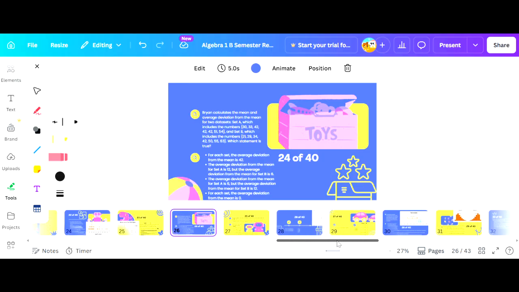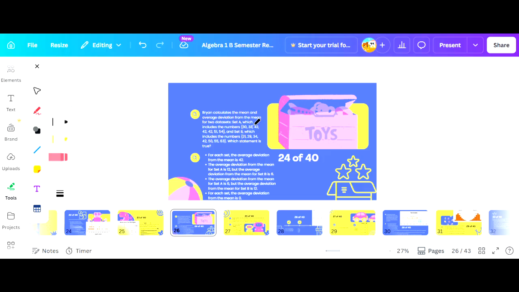Okay, number 24. Brian calculates the mean and average deviation from the mean for two data sets. Set A, which includes the numbers blah, and set B, which includes the numbers blah. Which statement is true? Guys, I don't remember average deviation at all. Okay, I don't want to do this, but I'm going to force myself to do this.